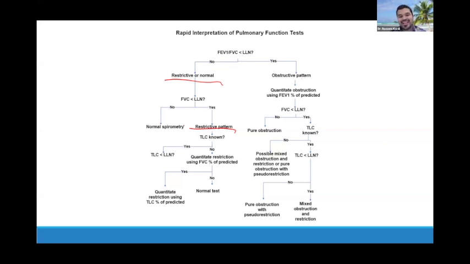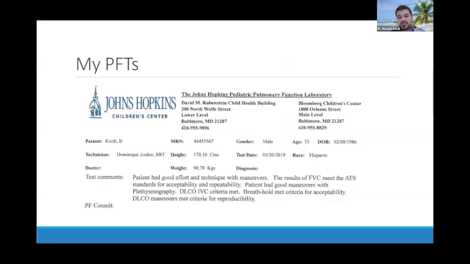But I didn't want to add that to confuse things. I decided to kind of stay away from the DLCO in the meantime. Okay, I hope that this is the most important thing. No, this is the last exercise that I want you to do. These are my own PFTs that I did.